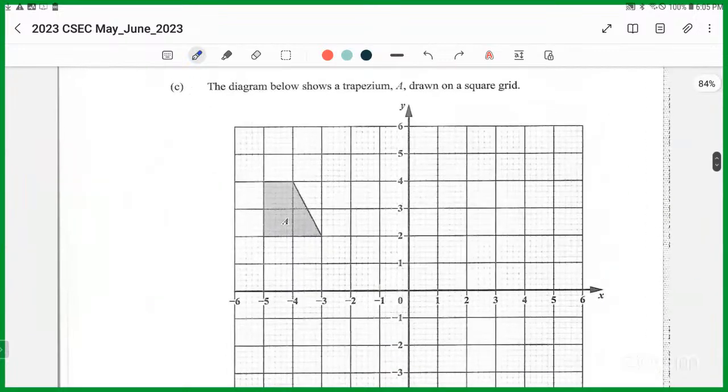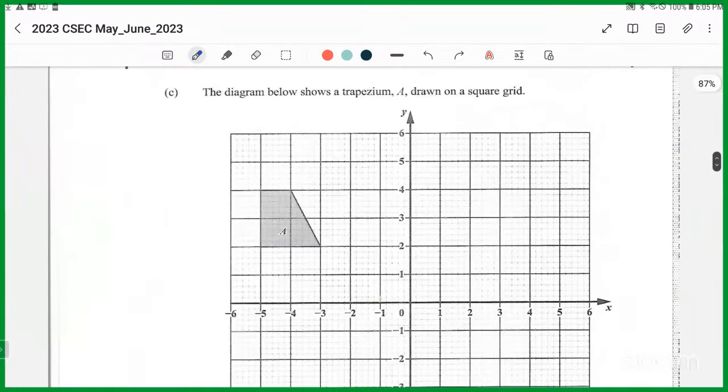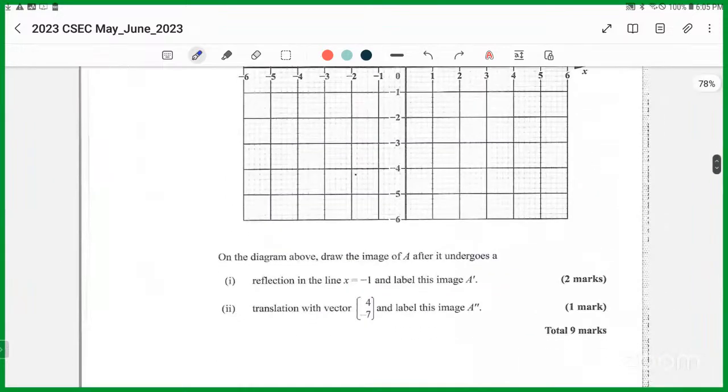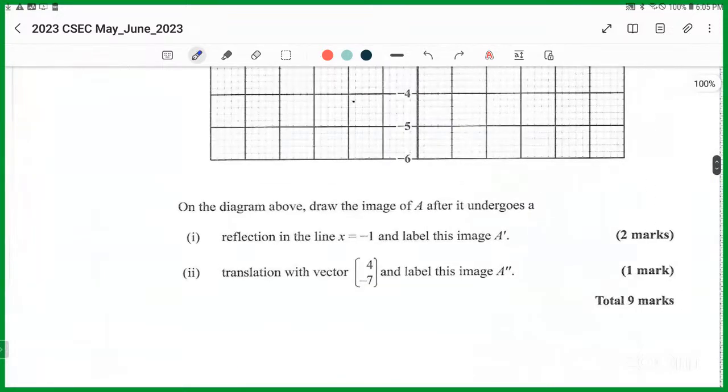This one. The diagram below shows a trapezium A drawn on a square grid. So that's trapezium A. We're going to be asked to do some transformations. It says, on the diagram above, draw the image of A after it undergoes, firstly, a reflection in the line x equals minus 1. Label it A prime. So we're going to reflect that in the line x equals minus 1. So show that mirror line first and then reflect the shape in it, one point at a time.